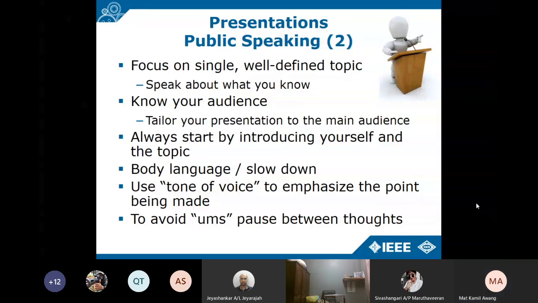Second, you need to know your audience. Who are your audience? Are they experts in the area? If they are experts, don't try to bluff your way, because you will be caught by the audience. If your audience is a layman who does not understand the topic, you need to change the language into layman's terms. Don't try to use technical terms, because they will get lost and lose interest in your presentation. So tailor your presentation to the main audience. Make sure that your presentation is suitable for their level of knowledge and experience. So you need to know your audience before you can tailor your presentation. And always start by introducing yourself and the topic.